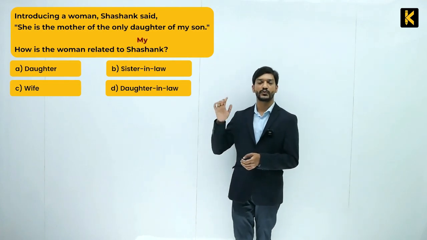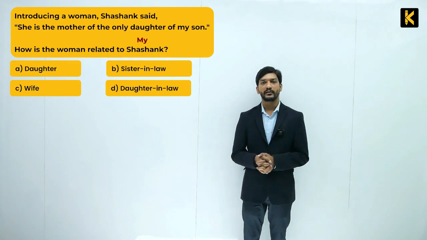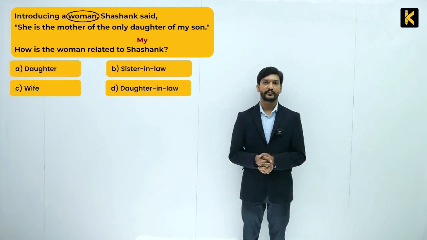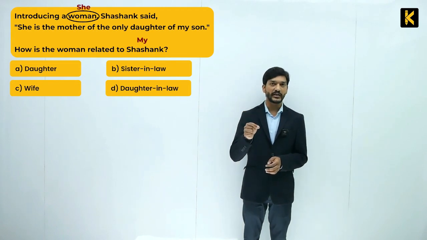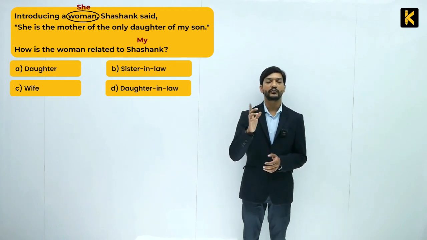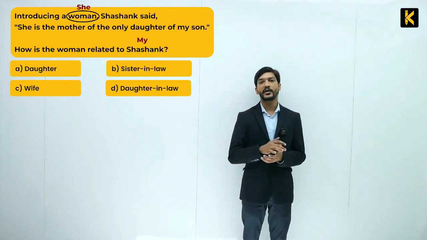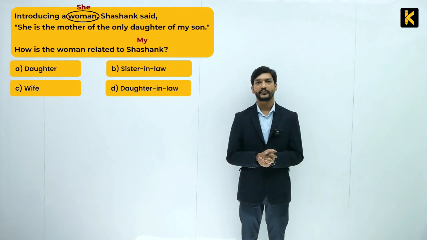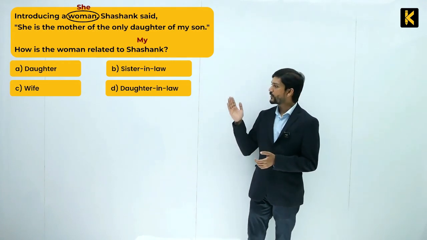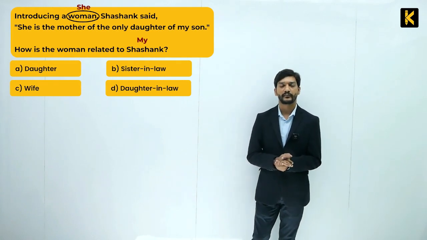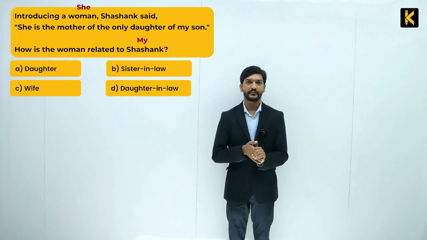Okay. So let me show it. Now, Shashank is talking about a woman. So that means Shashank will be using the words she and her for the woman. So in the statement, if these two words are present, she and her, these words are used for the woman the question is talking about. Alright, perfect. Now start please.